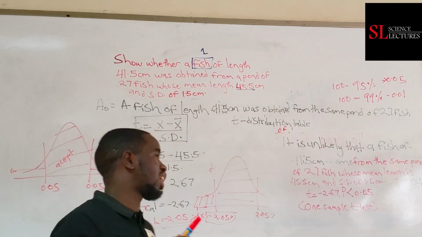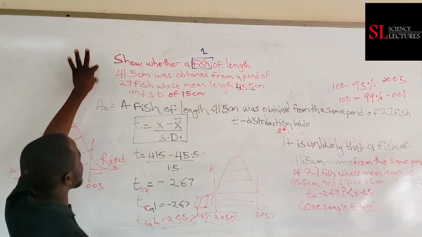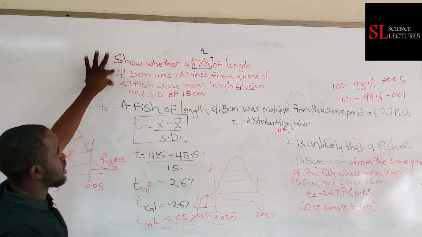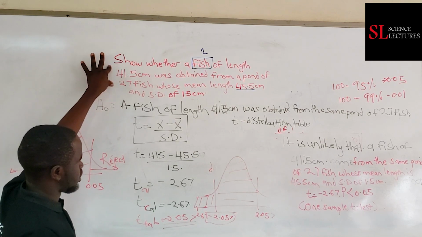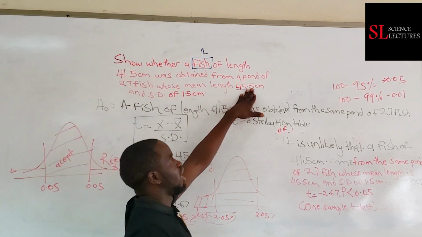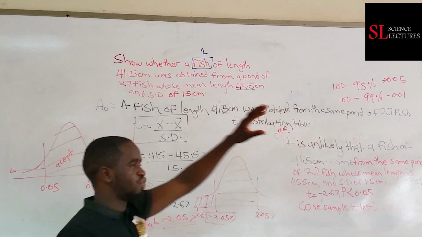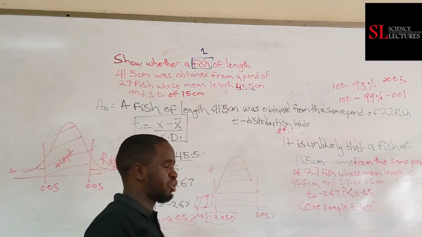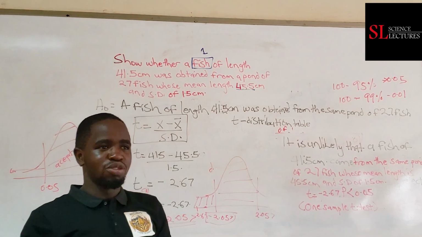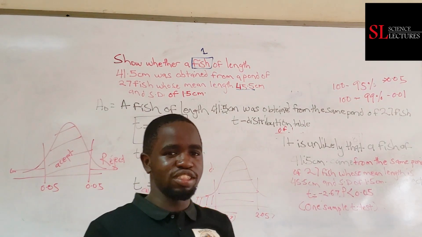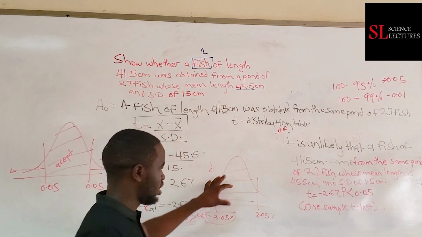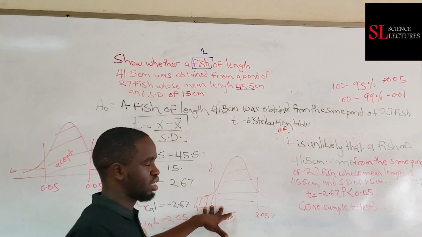However, this is just a tip. You can clearly see that this fish has a length which is almost close to the average of the other 27 fish. This could specifically tell that yes, the fish can come from the same pond. But as scientists, we don't base conclusions on hearsay and observation. We draw them using facts, and that's why we do these tests.